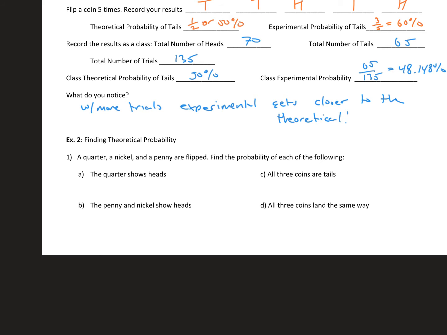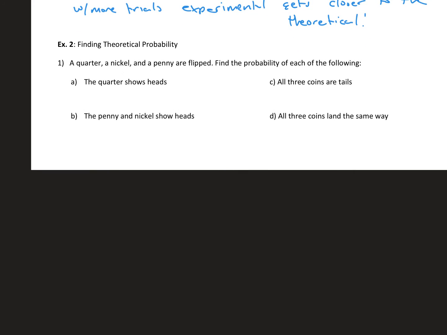All right, so let's take a look at this. Finding some theoretical probability here. You've got a quarter, a nickel, and a penny, and you're flipping them all. Find the probability of each of the following. First, the quarter shows heads. I'm going to put the words and so you can see these: quarter and a nickel and a penny. I'm using the word and, so that means multiply. For the quarter, I've got a 1 out of 2 shot, because I want to show heads, but it could show tails. I don't care what the nickel says, and I don't care what the penny says. So multiply them together: 1/2 times 1 times 1 is 1/2, so that's 50%.